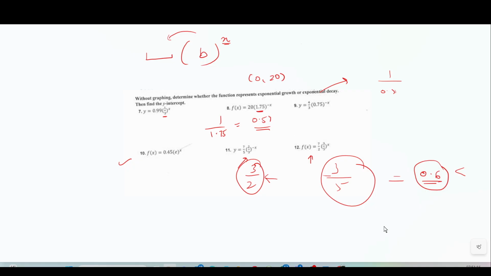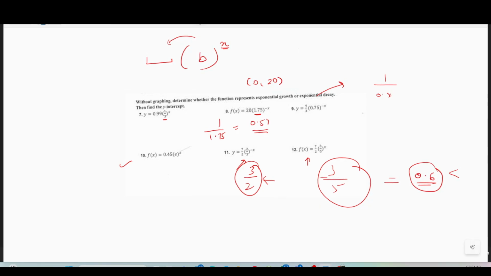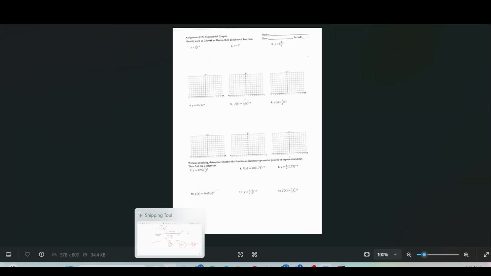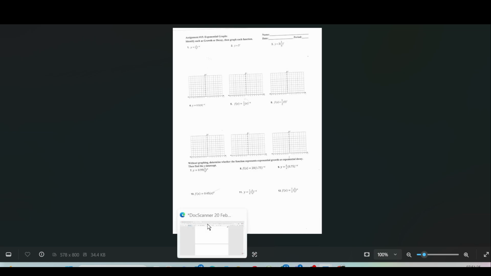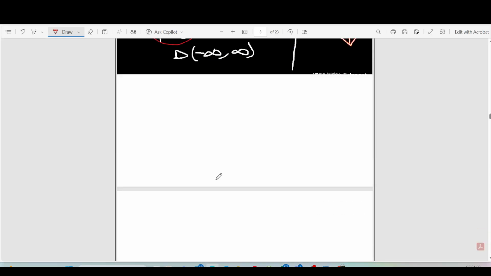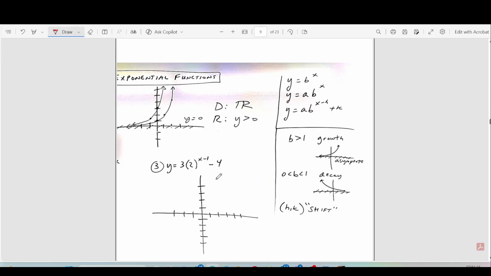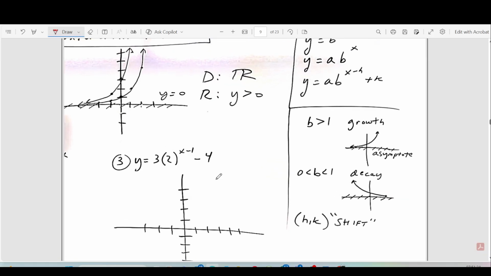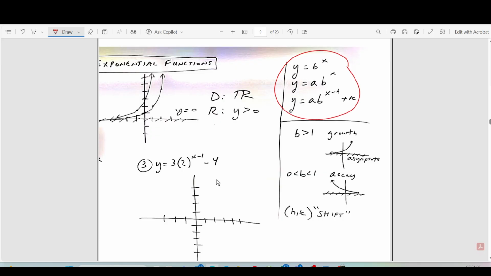So are we done with homework? Okay, good. Let's go there. So here you can see there are three types of functions. First one is the parent, y = b^x, okay? Or there can be a y-intercept like a, which is a constant, and if there is minus h, this is horizontal shift, and plus k is vertical shift, okay?